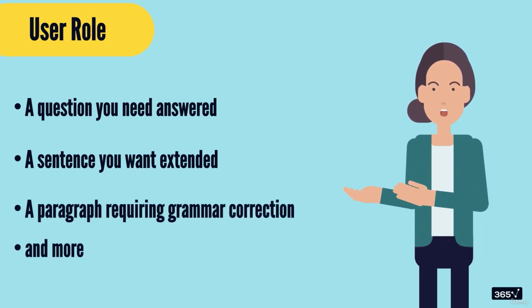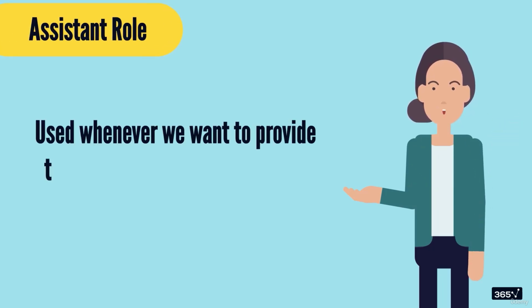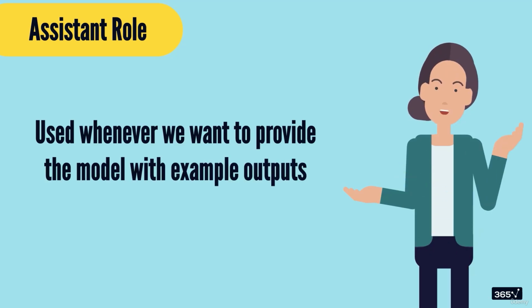The third type of message we can include in our prompt to the model is an assistant message. Assistant messages can be used whenever we want to provide the model with example outputs to give additional context or guide it toward the writing style.